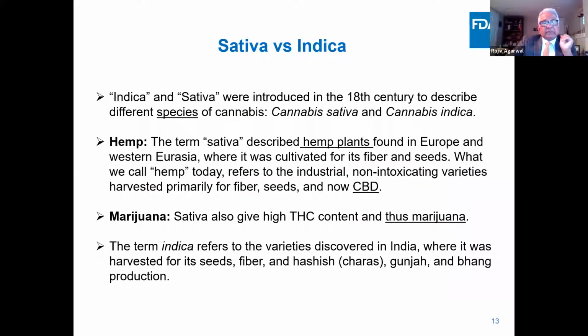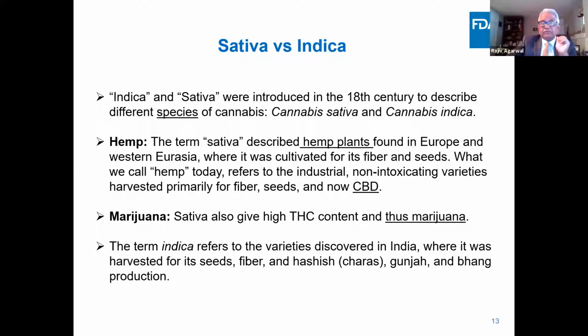Now, indica and sativa were introduced in the 18th century to describe different species of cannabis. Hemp described the plant that is found in Europe or Western Eurasia, where it is cultivated for its fiber and seeds. What we call hemp today refers to the industrial non-intoxicating variety harvested primarily for fiber, seed, and now CBD. Marijuana, which is the Cannabis sativa, gives the high THC content. So this is the summary slide for you, the take-home message: what is the difference between marijuana and hemp.